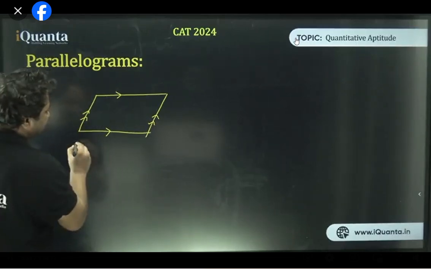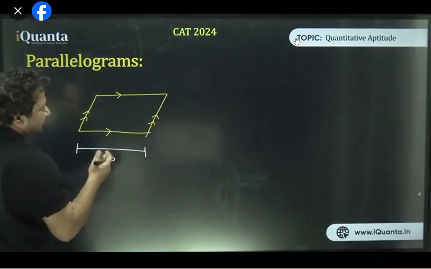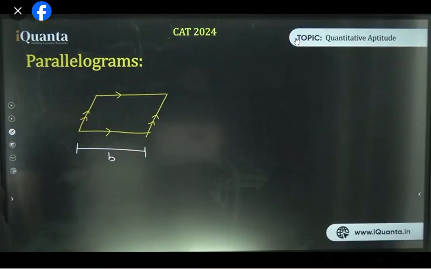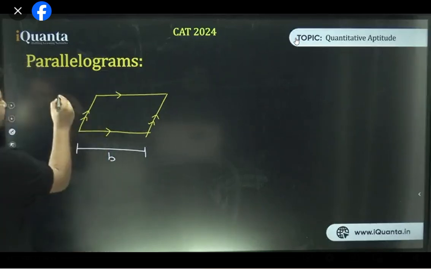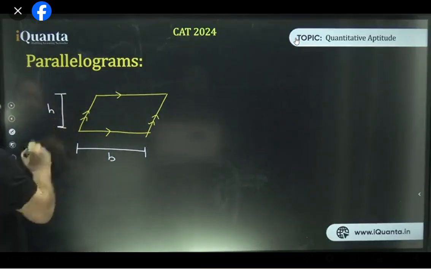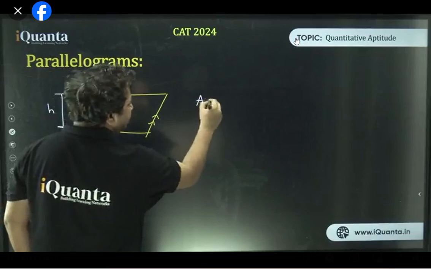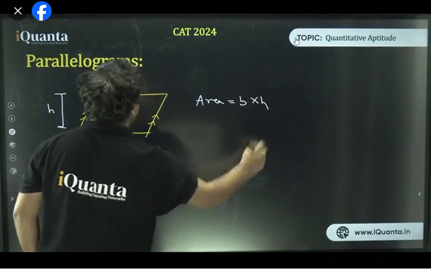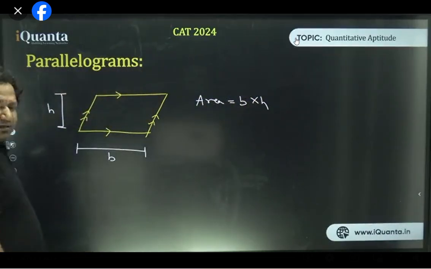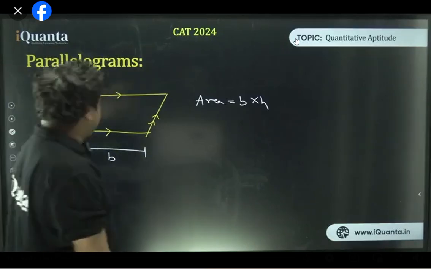Okay, so let me consider this to be B, breadth, base, or whatever. Okay, and this to be height. So the area will be base into height. Is that clear? Base into height. Is this clearly understood? There's no problem there. Why is it happening?